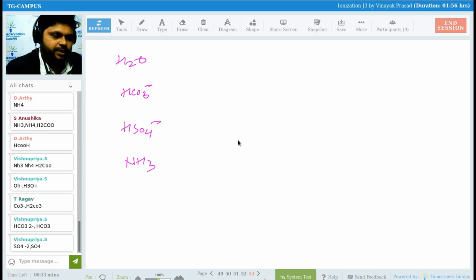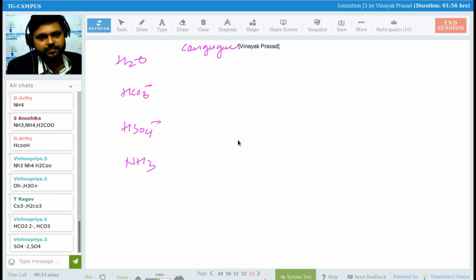H3O. So you have to put the plus sign as well, right? H2CO3, right? H2SO4 and NH4 plus sign. Yes, guys. I hope now everybody is comfortable with this. What will be the conjugate base here? Conjugate base and conjugate acid.